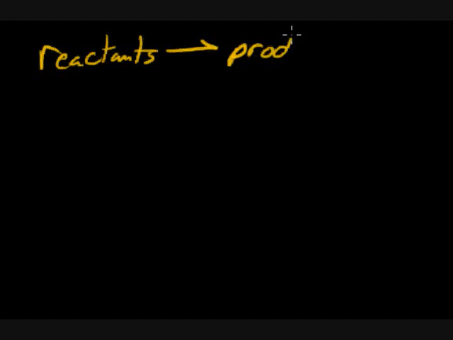Hello there. Today we're going to be talking about Le Chatelier's principle. Previously we've been talking about equilibrium, and equilibrium is when reactants are producing products, but at the same time the products go backwards and produce reactants.